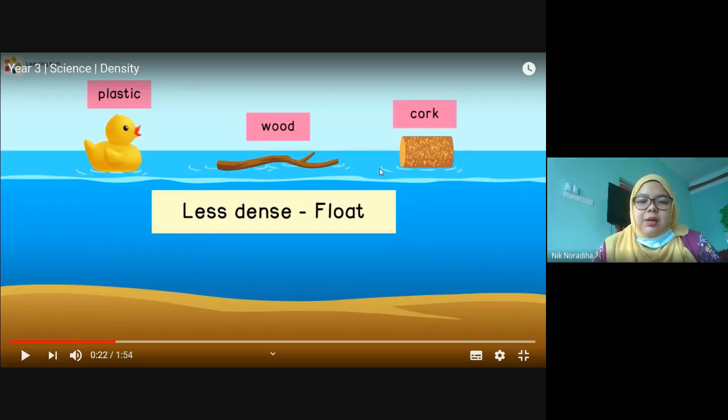So here we have three examples. The first one we have plastic, a rubber duck here. Second one we have wood, and the third one we have cork. Okay, so next one.